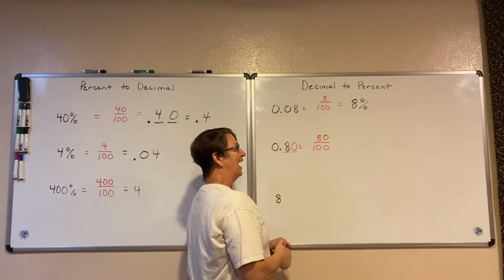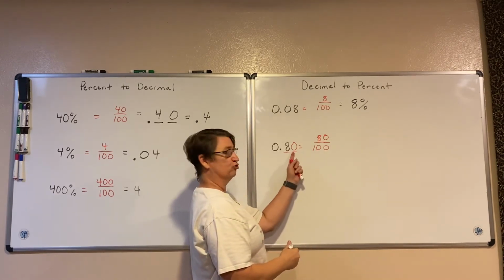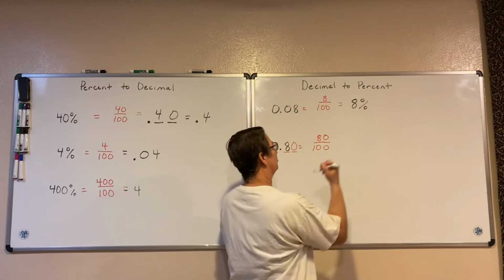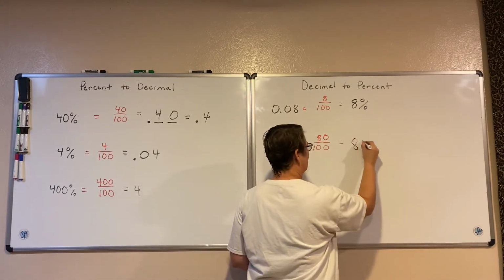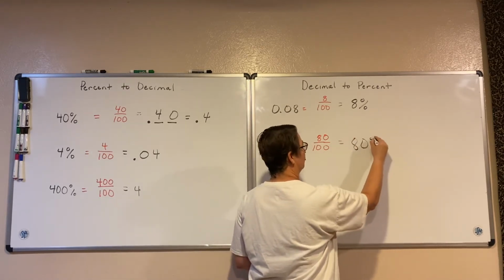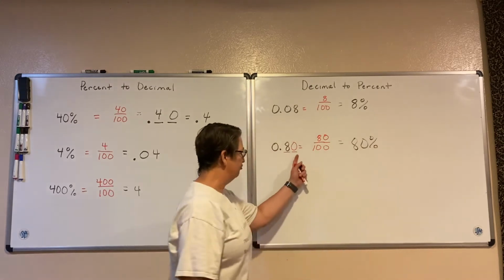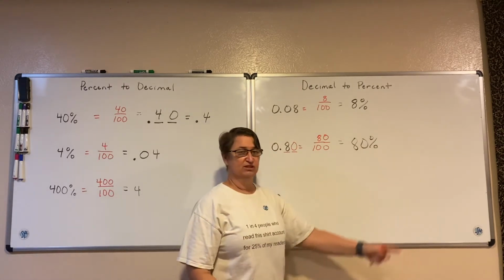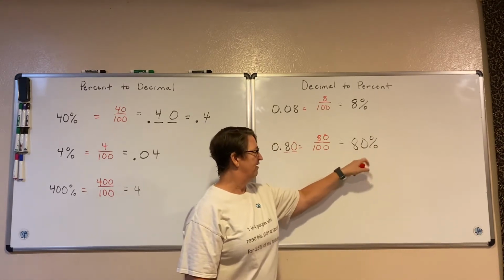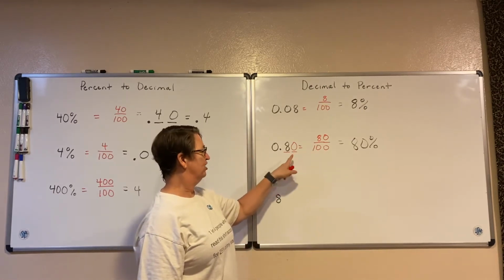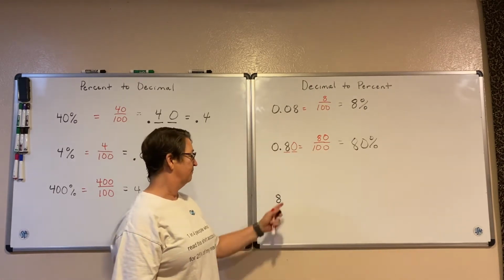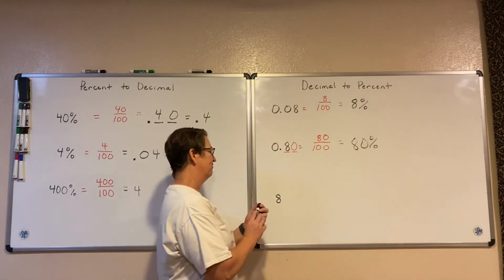Either way, I now have it out of 100, or to the hundredths place. And so now it is 80. Turn that 100 into a percent sign, or the hundredths place into that percent sign. So this is 80 out of 100. 80 out of 100 is the same as that 8/10. Last but not least, here we have 8.